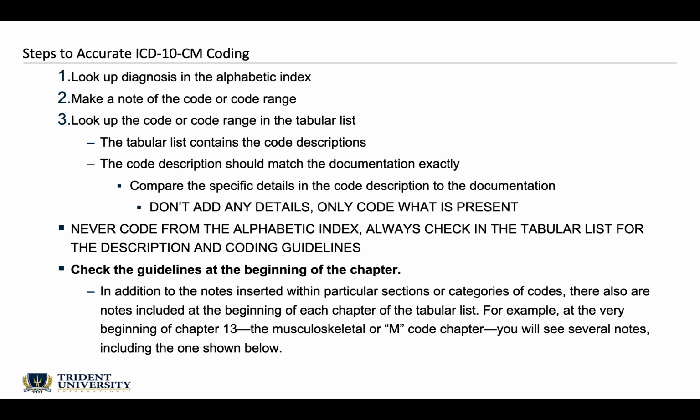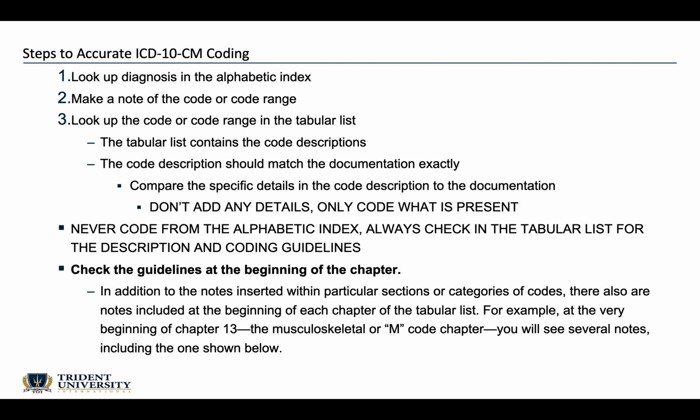Okay. Number 2, never code from the alphabetic index, even if it just gives you one code. Always check in the tabular list for the description and coding guidelines. It's important for you to understand what the coding guidelines are. They are described along with the code in the tabular list. The alphabetic index does not have any of that.